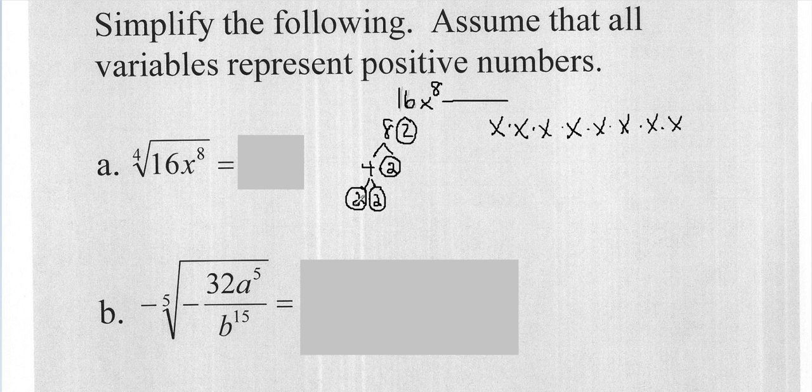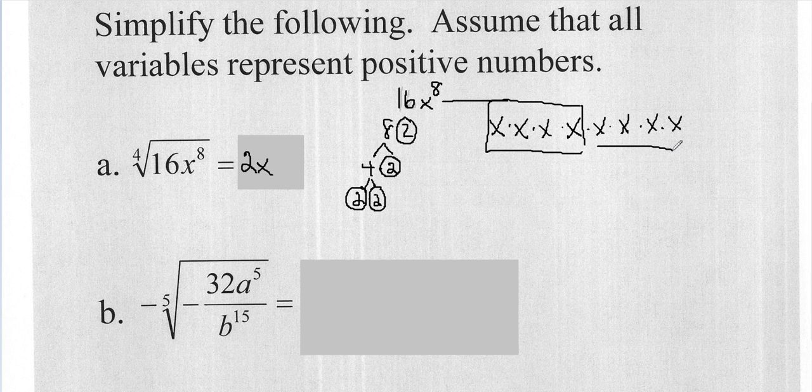So that means for every 4 2's, I'm going to take out 1. Or any 4 of any of the same number or variable I'm going to take out, as these numbers get bigger. So here I've got 4 2's, so one of them comes out. I'll put it there. And then the x to the 8th, for every 4, I'm going to take 1 out. Well, here's 4 x's here, so I'm going to take 1 out.